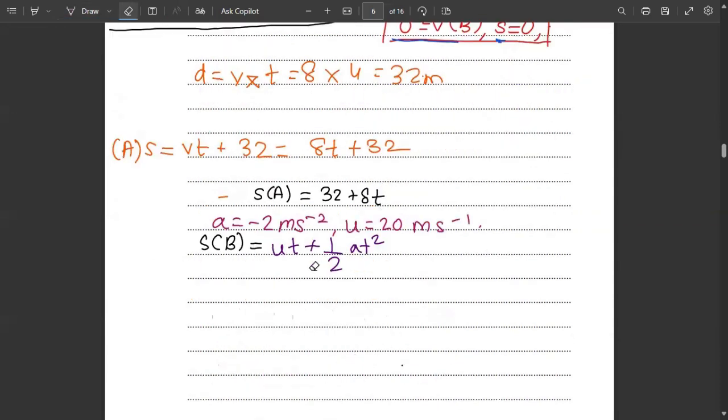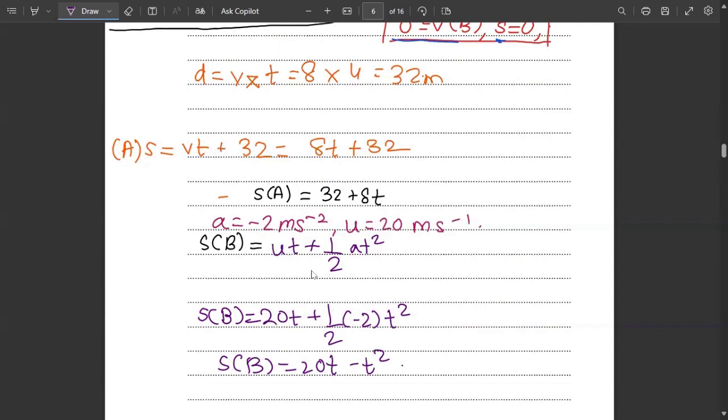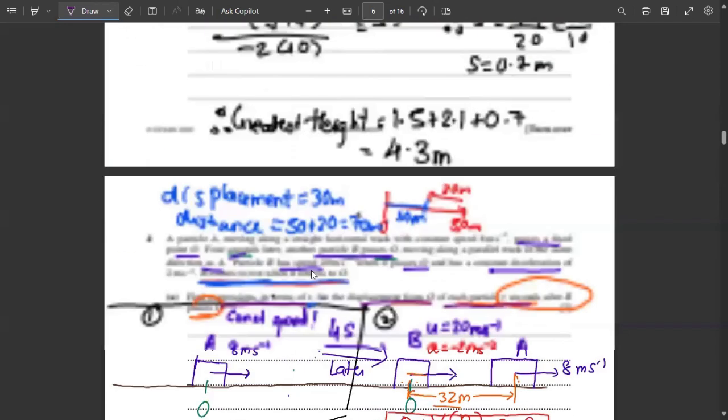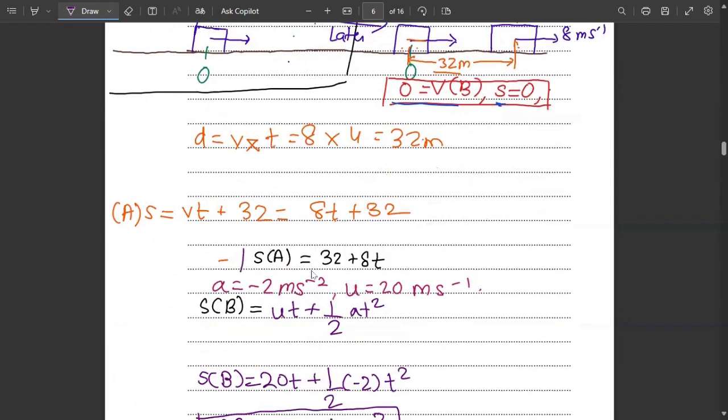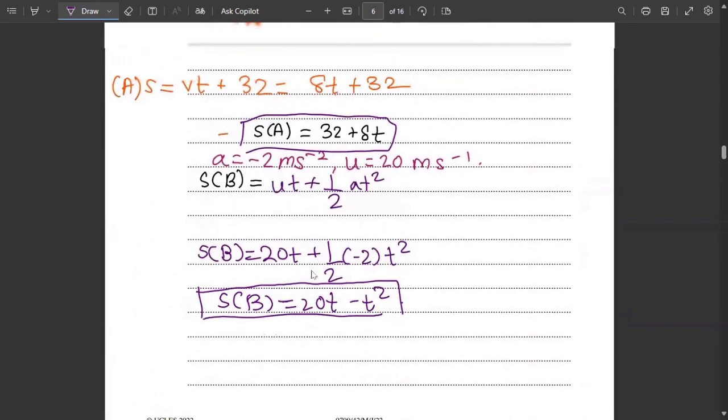So now we can use this equation, displacement of B is equal to ut plus half at square. So displacement of B, initial velocity is 20t plus half acceleration is minus 2t square. So displacement of B will be 20t minus t square. So this is our equation for the displacement of B. Now the question they have asked us is to find the expressions in terms of t for displacement from O for each particle. So this is for A, this is for B. And so we are done with this question.